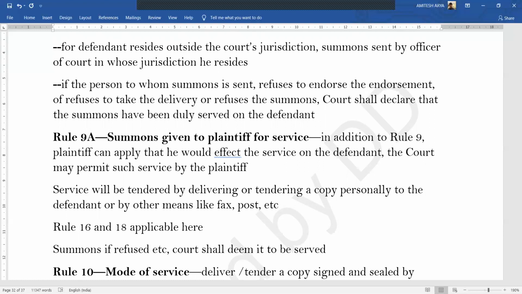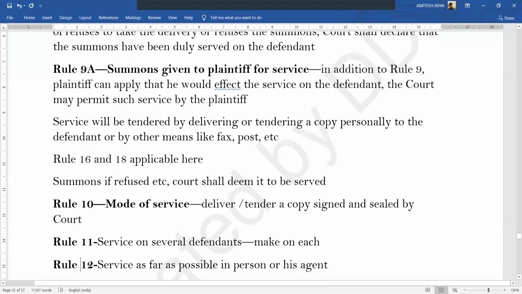Here also rule 16 and 18 will be applicable. If summons is refused, or he's trying to escape, etc., here also court will listen to all the circumstances and facts and will deem it to be served. Now, rule number 10 is mode of service. You have to deliver a copy which has been signed and sealed by the court. Now, rule number 11 says that if there are several defendants, each of them should be served the summons.